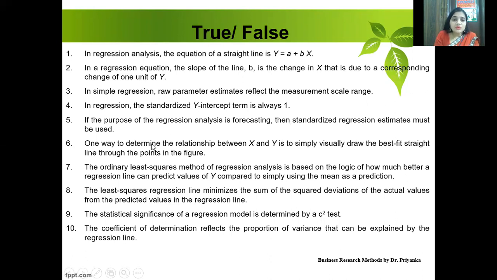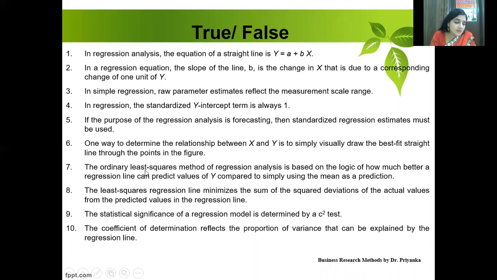Sixth: one way to determine the relationship between x and y is to simply visually draw the best fit straight line through the points in the figure. Yes, this is true. The best fit line is simply called the regression line. So it is true.